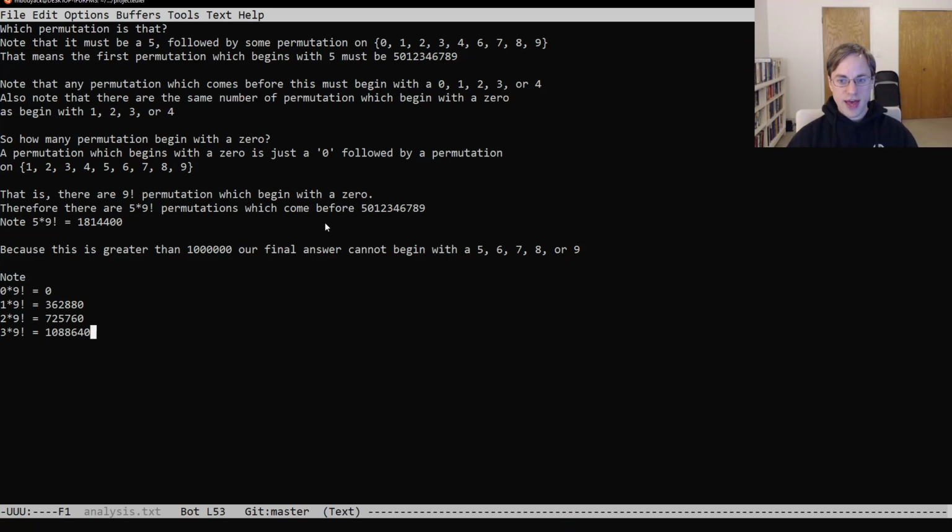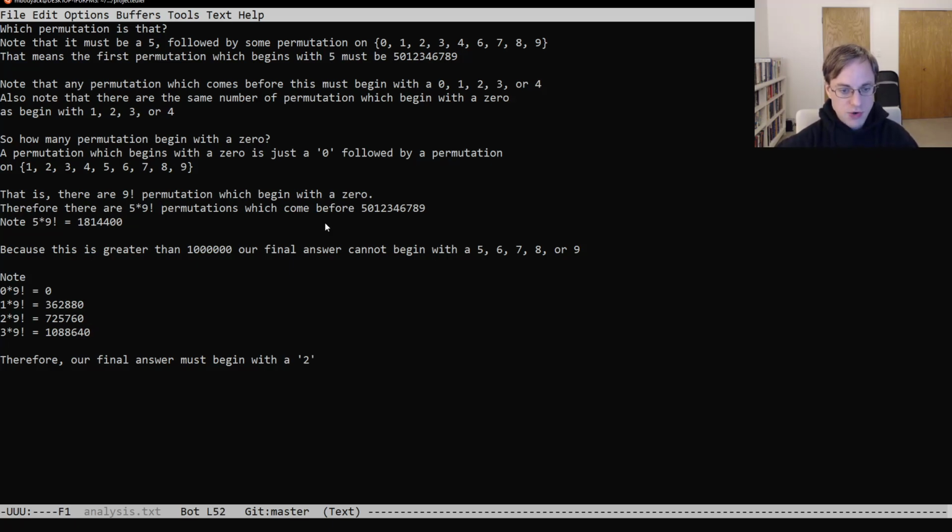You'll recall that we're searching for the millionth permutation, that is, we're searching for the permutation that has 999,999 permutations before it. And so that's actually the key number here. Okay, so what does this mean? Therefore, our final answer must begin with a 2.